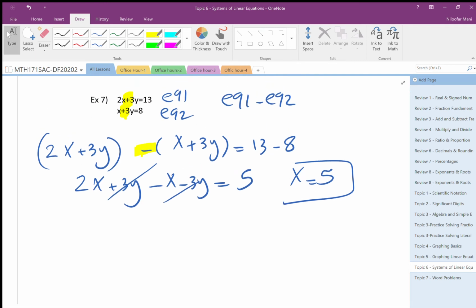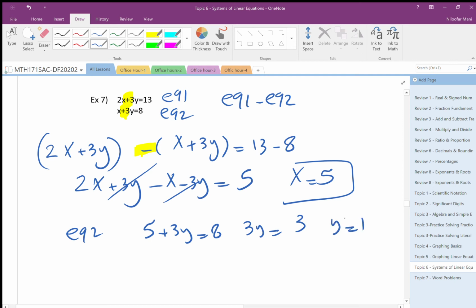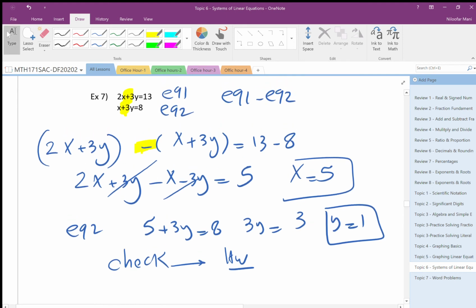Okay, so x equals 5, and then I choose any of the equations. For example, the second one is easier for me. So equation 2, it's 5 plus 3y equal 8. So 3y equal 3 and y equal 1. Okay, and this is my answer. I can check my answer, but I just keep the check as homework. Always make sure to check it, to see if I didn't make any mistake.